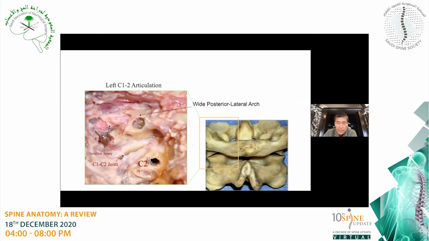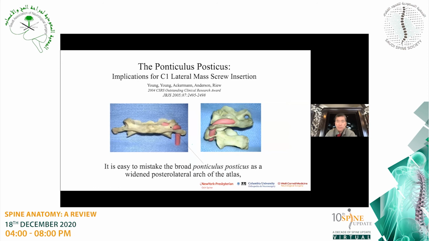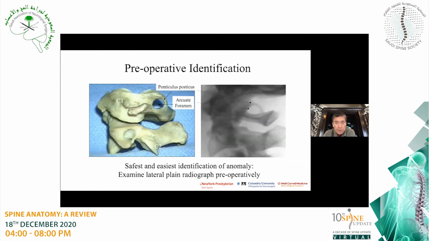And so even though it looks like a great place to put a C1 lateral mass screw, if you see that the lateral aspect of the posterior arch of C1 flares up cranially, avoid it because it is a ponticulus posticus. You can see that there is a ponticulus posticus by looking at a lateral C-spine X-ray and seeing that there is a bridge of bone, and it's called the arcuate foramen within that.